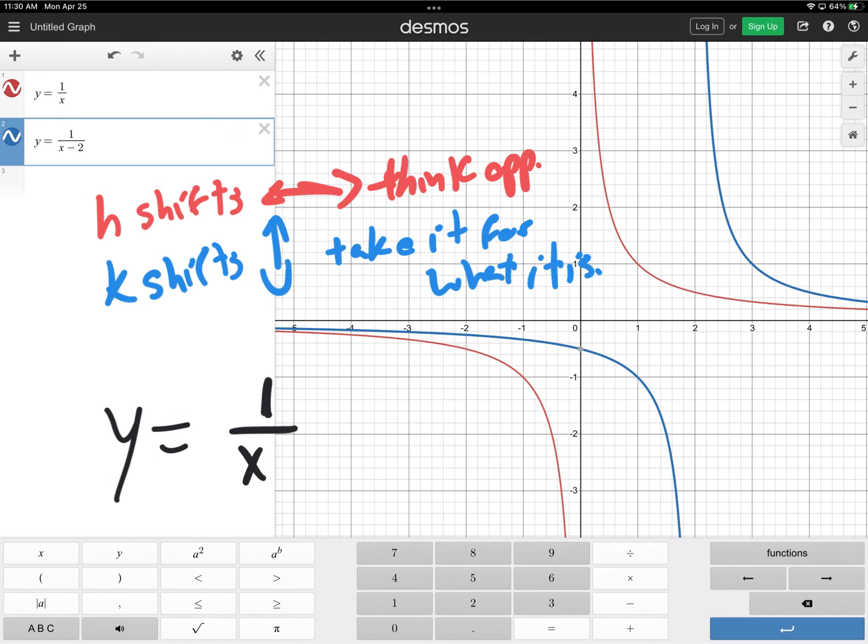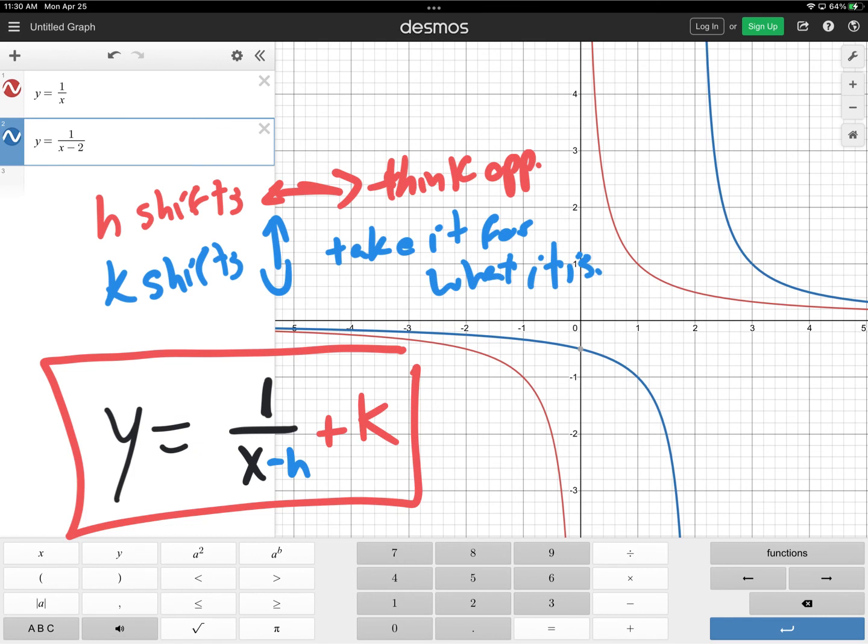That's an h, so we're going to have x minus h. Now, why did I put minus h? Because you always think opposite of what you see, okay? And the number that's being added or subtracted outside at the very end, that's your k value. So this is ultimately what we need to understand for tomorrow's lesson.